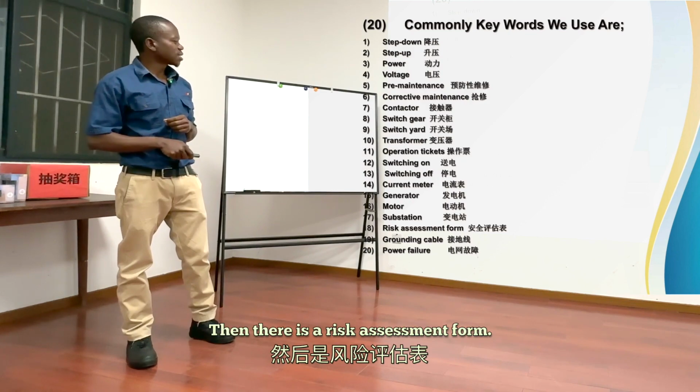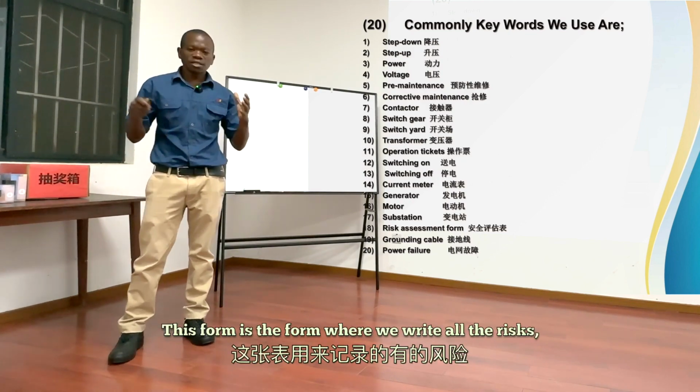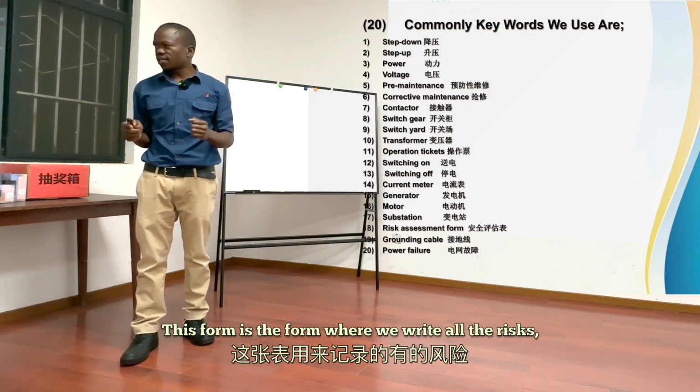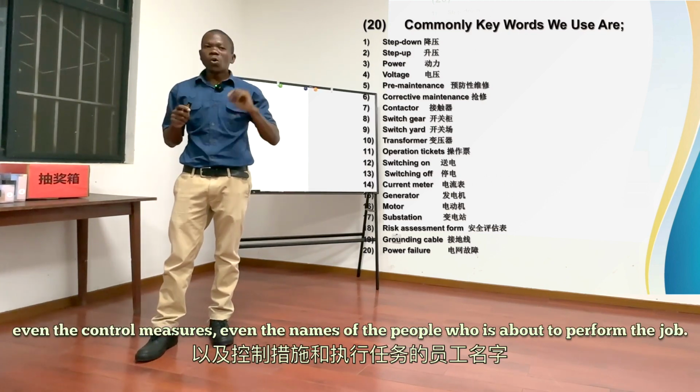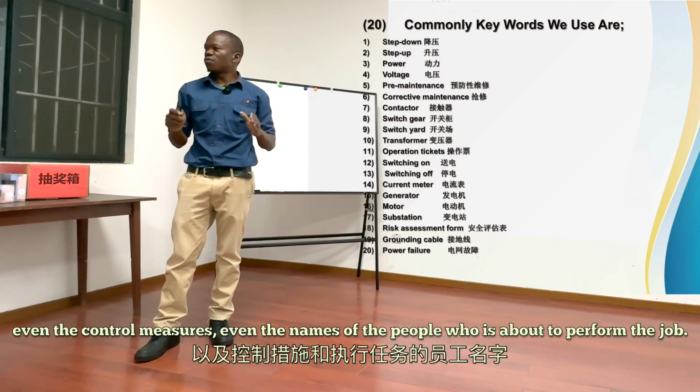Then there is the risk assessment form. This is the form where we write all the risks, the control measures, and the names of the people who are about to perform the job.